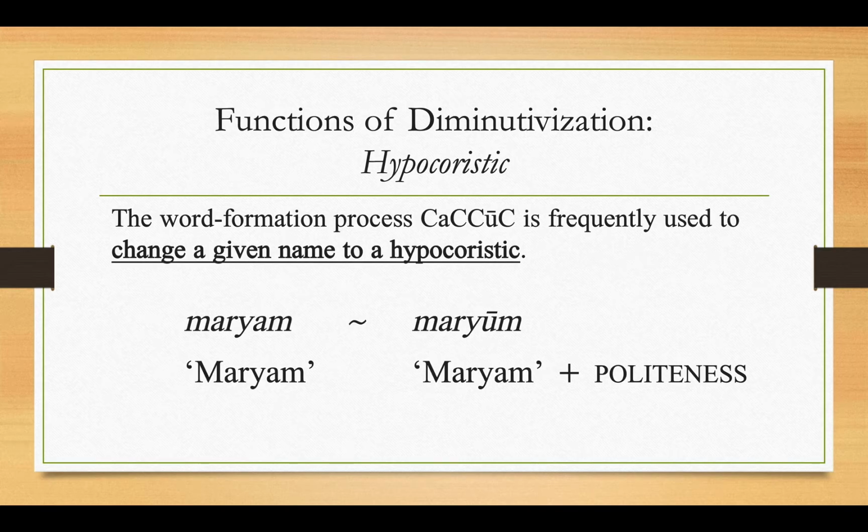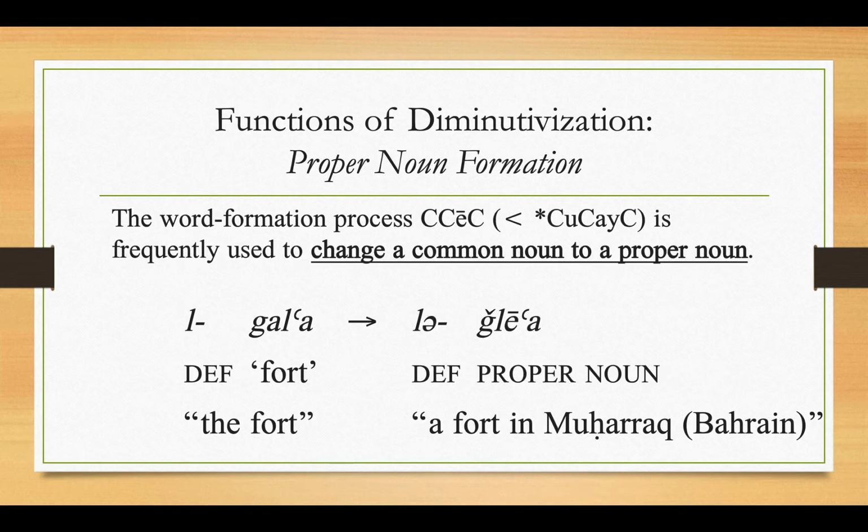The diminutive pattern that was most often used on given names was fa'lul. It's used optionally as in hypocoristic forms, so Maryam becomes Maryum, and that denotes politeness or affection. However, when we look at proper nouns, the diminutive form becomes no longer optional.